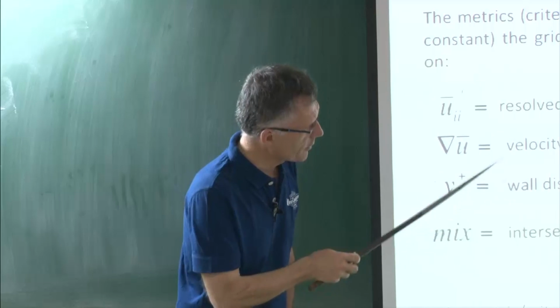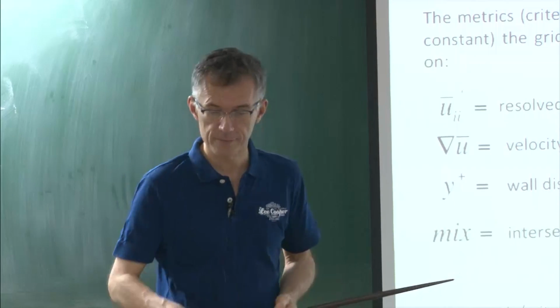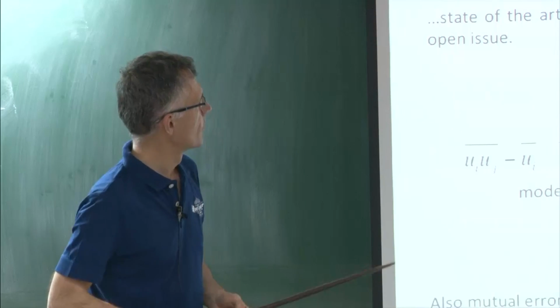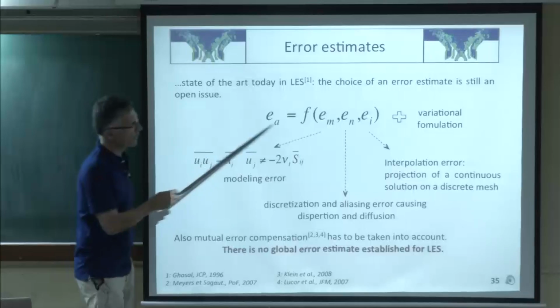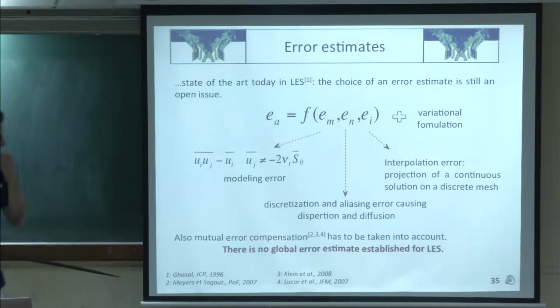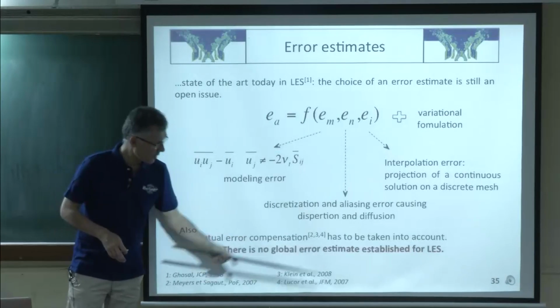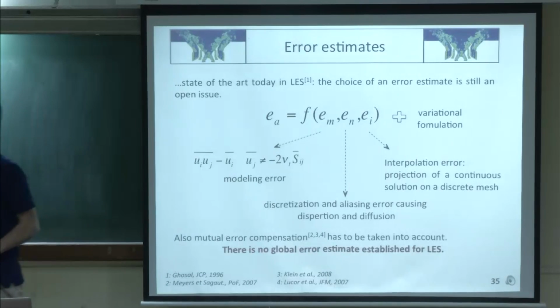And when you build your metric, this is what's going to decide what's going to happen to your flow later, to your mesh. So choosing the metric here is the big issue in this problem. Let me show you a few examples, but the important thing to say is that for the moment, there is no global error estimate for LES.